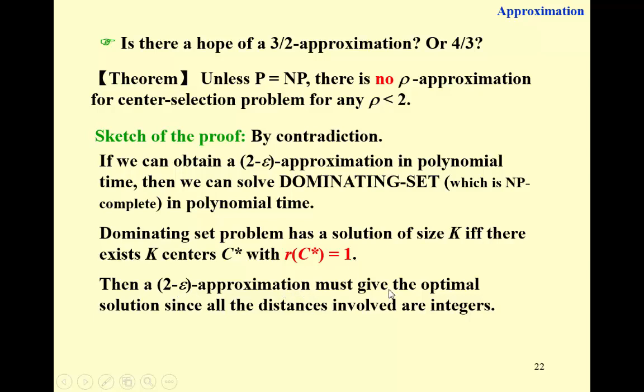Alright, so it means that if we can obtain a 2 minus epsilon approximation in polynomial time, then we must be able to solve this instance in polynomial time. And this one is equivalent to an instance of the dominating set problem. And that means we can solve this problem, which is NP complete, in polynomial time. And therefore, we just proved that P equals NP. So in other words, unless P equals NP, this is impossible at this moment.